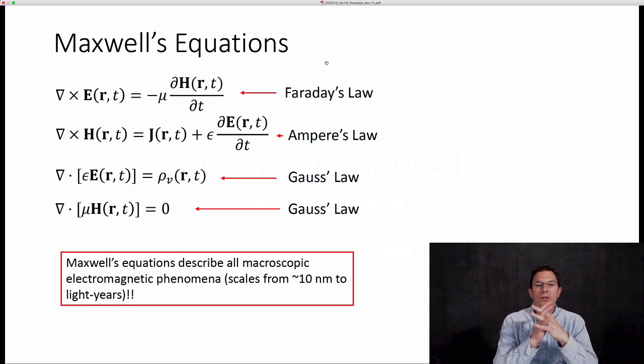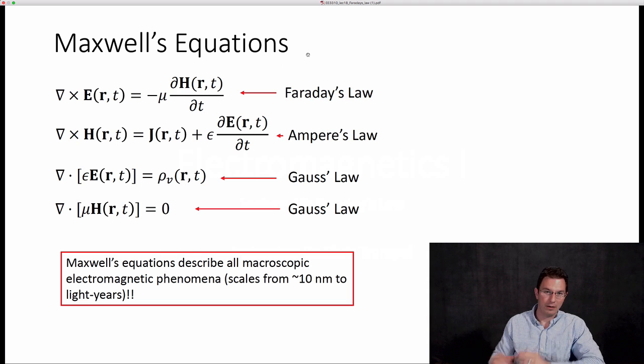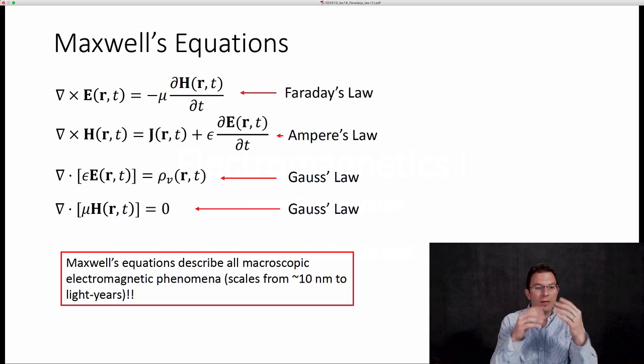A couple of important differences between the electrostatic and the magnetostatic case and then the electrodynamic case are as follows. While in the electrostatic case, we really only are concerned with the electric field, and in the magnetostatic case, we're really only concerned with the magnetic field, typically, in the electrodynamic case, we're going to have both an electric and a magnetic field that we'll have to deal with, and they are going to be coupled again by Maxwell's equations as written here in differential form.